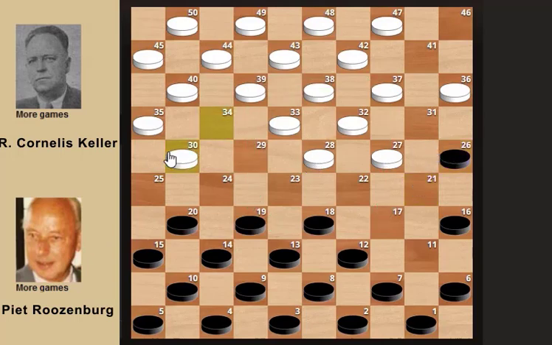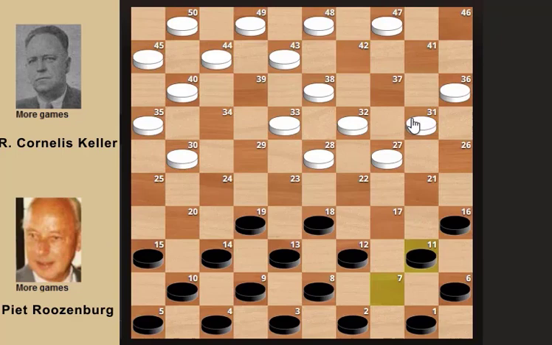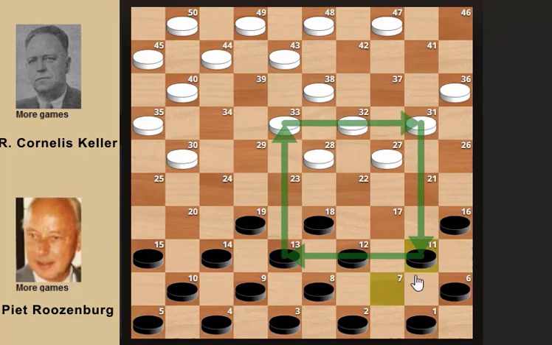Then Keller played 34-30. So 34-30 was answered by playing 20-25. So the exchange was made. So now the current position of Keller's piece is at 31. So we draw the square from that position. So we see that Roozenburg played 7-11 to take the vertex of the square at 11. So that's the move Roozenburg made.